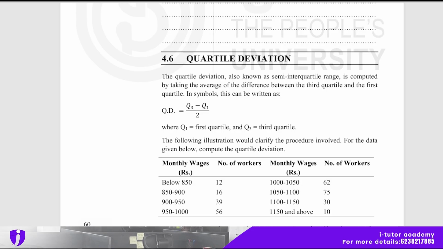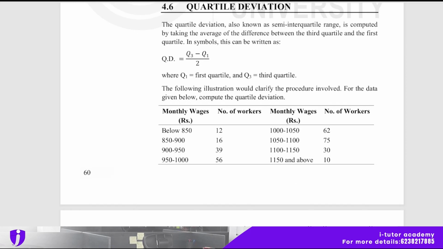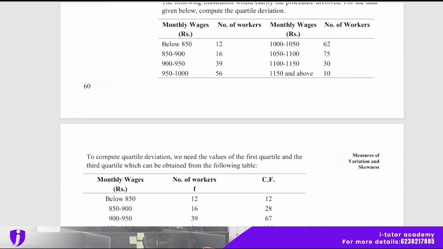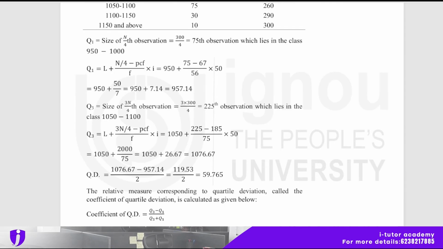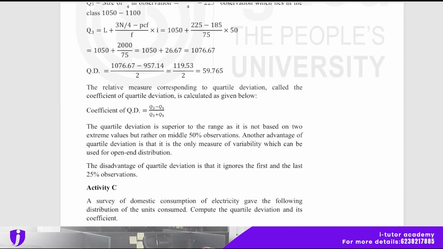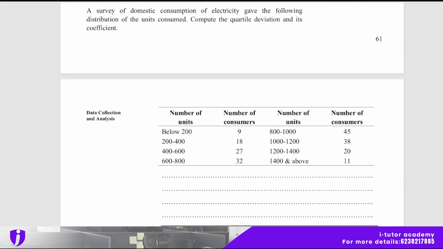Q1 is the first quartile and Q3 is the third quartile. And the following illustration is also here. So based on this illustration, you can practice this and it will be easier for your understanding. And activity C is also here, try to do it.